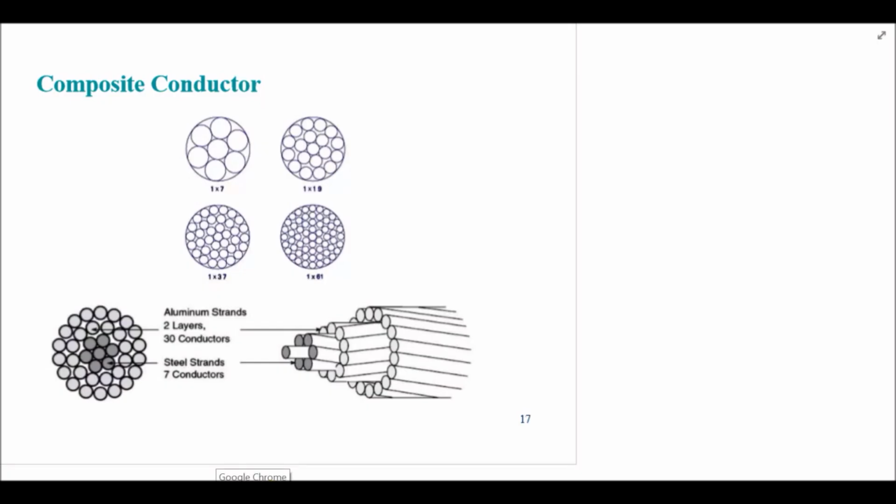Assalamu alaikum. In this lecture we are going to find the inductance of a composite conductor. Now a composite conductor is a conductor in which we have more than one strand, like in this figure, and usually the strands are of different material, and also they are electrically parallel.